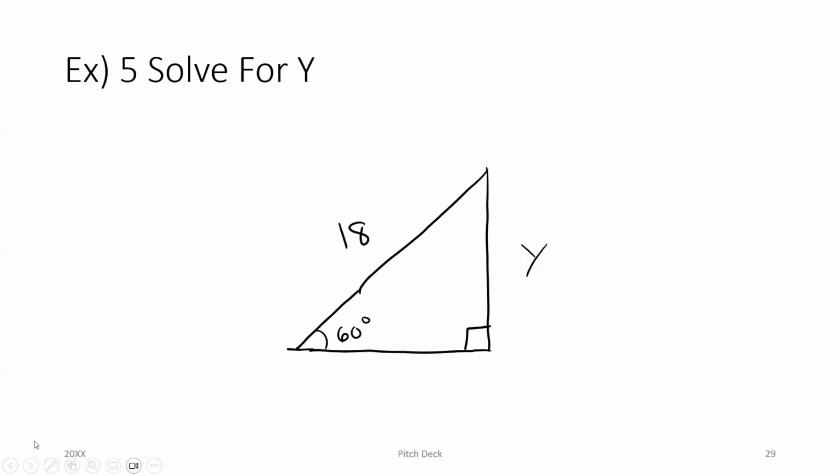Okay, so example 5 says we have a right triangle. We've got to find side length y. So it's a leg, and we can't use Pythagorean because we need at least one other leg value. So we're going to have to do SOHCAHTOA. And what shall we use? Well, first let's pick our angle. We can use this angle. You could find out what the other angle is, which is 30, because 60 plus 30 is 90, plus 90 is 180. But it doesn't matter.